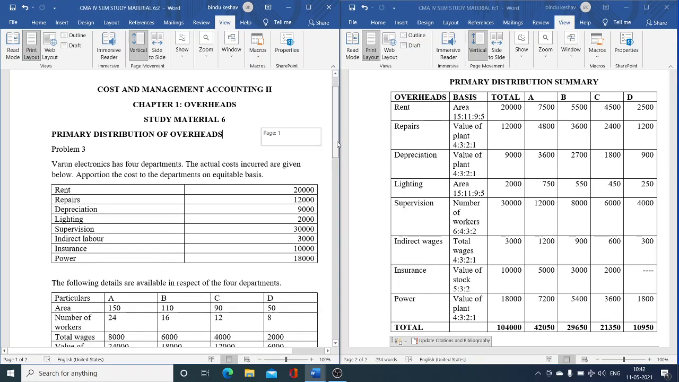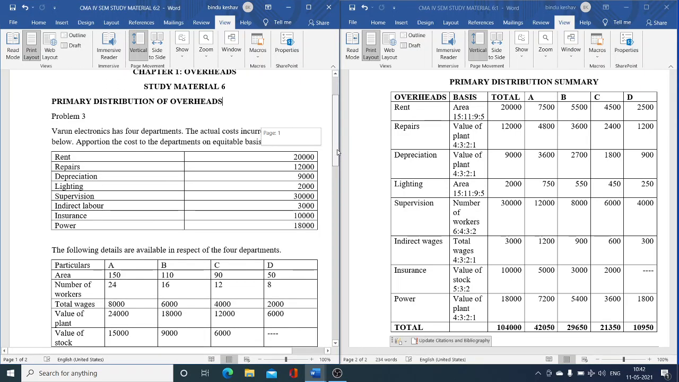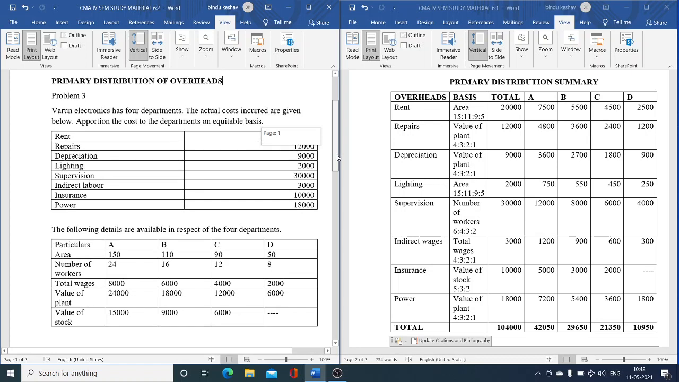The problem is given. Varun Electronics has 4 departments. The actual costs incurred are given below. Apportion the cost to the departments on an equitable basis. Rent 20,000, repairs 12,000, depreciation 9,000, lighting 2,000, supervision 30,000, indirect labor 3,000, insurance 10,000, power 18,000.